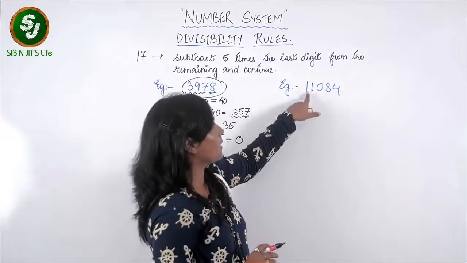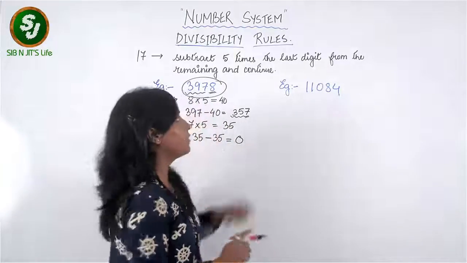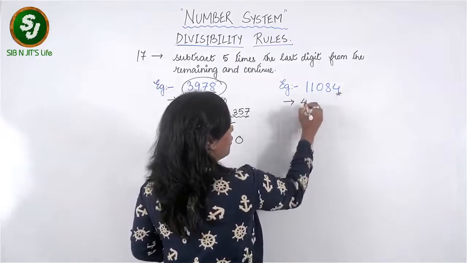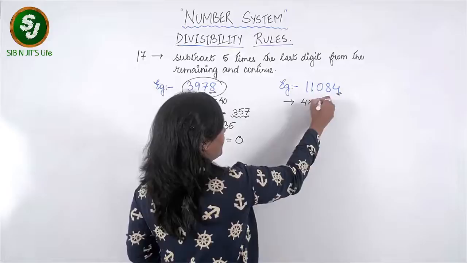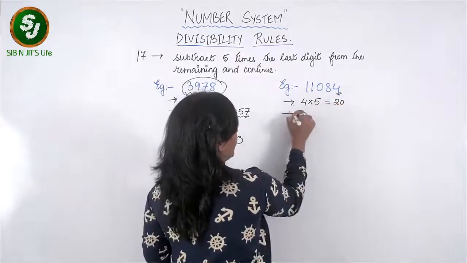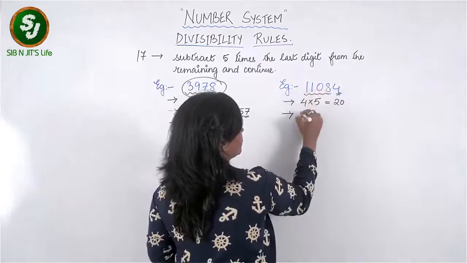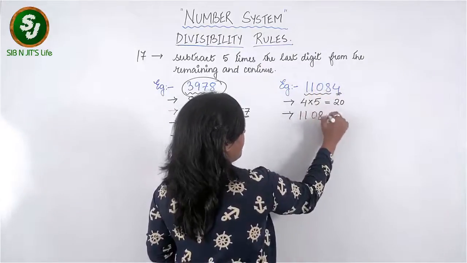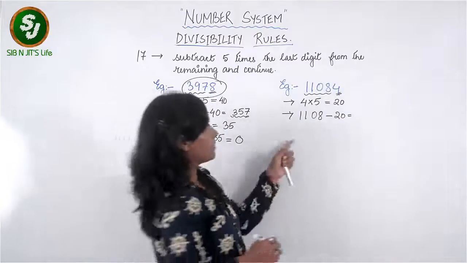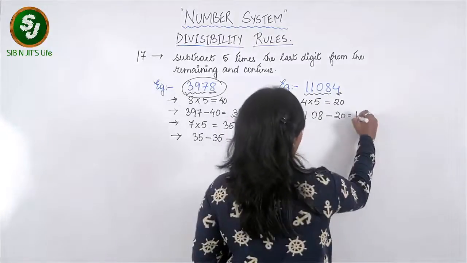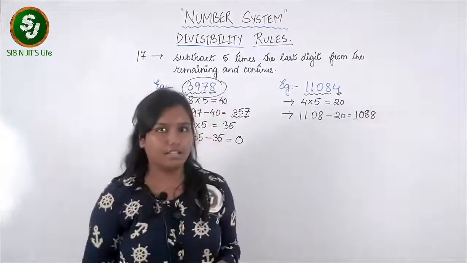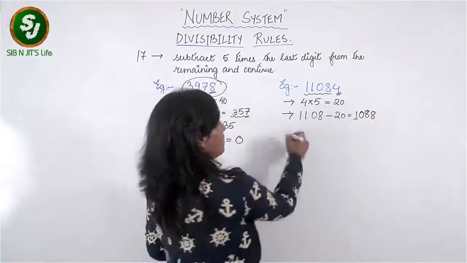The next one is 11084. Same process we have to utilize here also. What is the unit digit? 4 into 5 will give us 20. Next take the remaining digits, that is 1108 minus 20, minus the product, will give us 1088. Okay, so again you have to repeat this step.